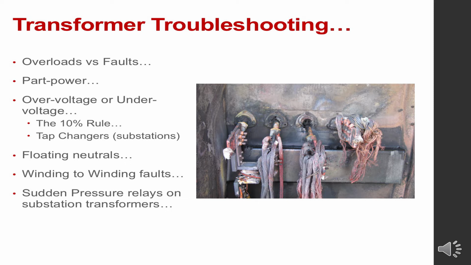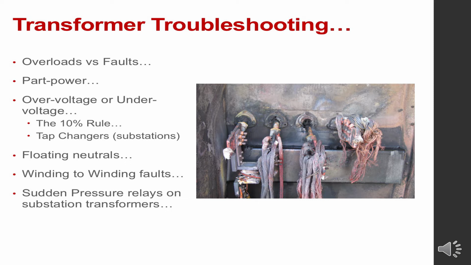And then finally, sudden pressure relays and substation transformers are critically important to understand. These relays sense when there's a change in pressure inside the transformer tank itself. And what it's telling you is that there's an internal fault probably in the transformer. Now, the sudden pressure relay is critically important to understand. It is really the only relay that we have in a substation. And I guess I should have mentioned these relays will only exist on substation-sized transformers.